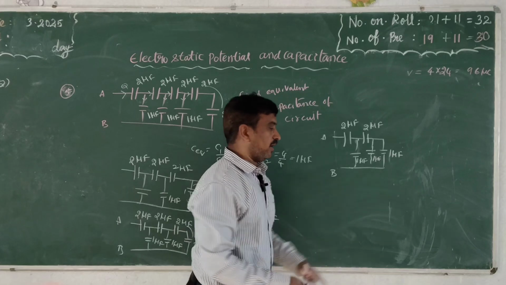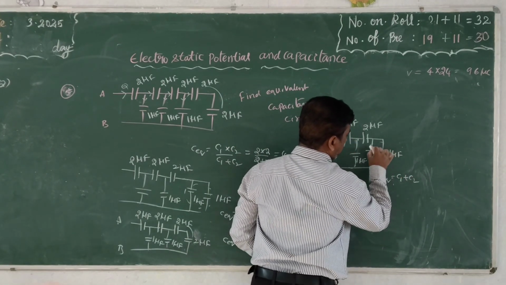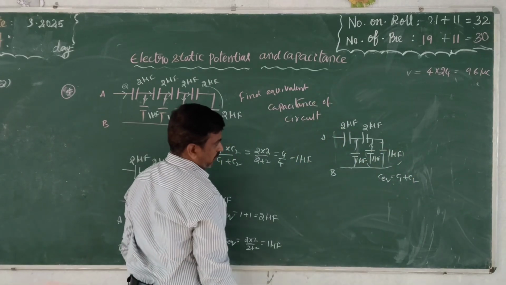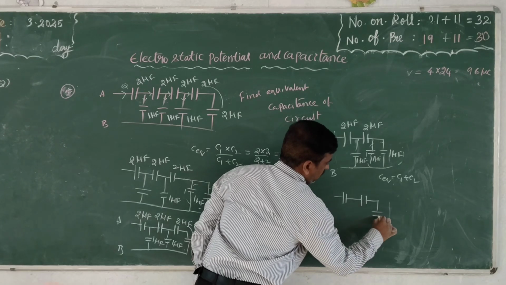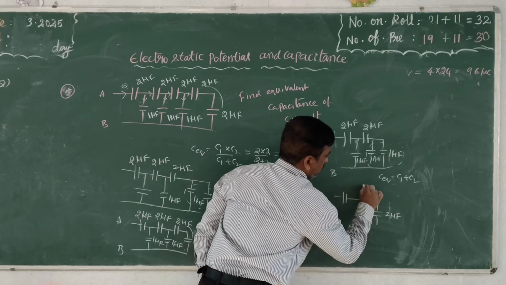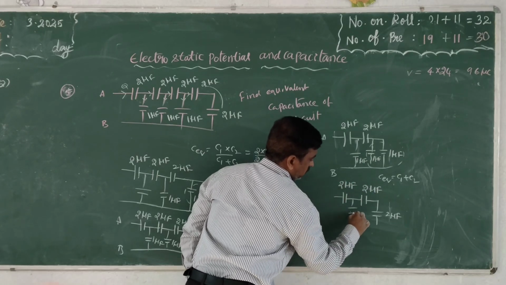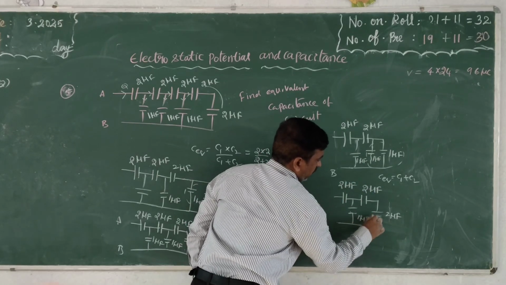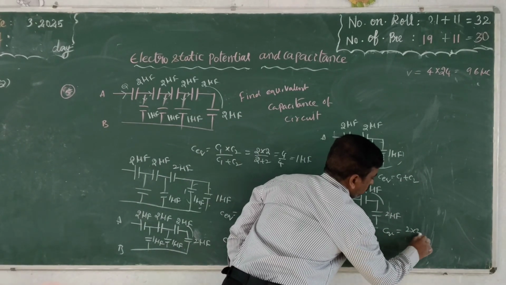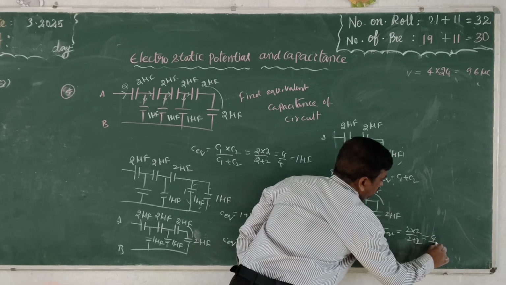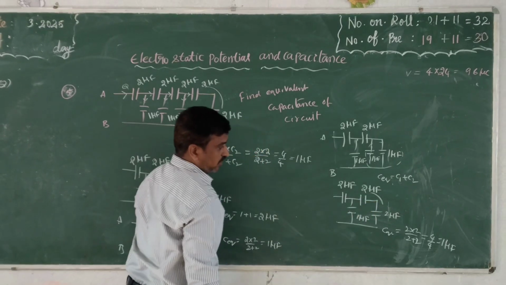Parallel means just added. So C equivalent equals C1 plus C2. These two we now get 2 microfarads. So I write here: 1, 1, then 2 microfarads, 2 microfarads, 2 microfarads, and 1 microfarad. These two are again in series. C equivalent equals 2 into 2 by 2 plus 2, which is 4 by 4, 1 microfarad. These two in series give a resultant of 1 microfarad.